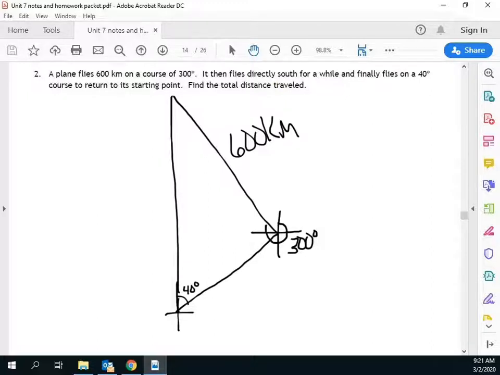So as you can see, everything's all different sizes. So as you can see here, guys, what we're looking for is the total distance traveled. So we need to know this, and we need to figure that one out as well.